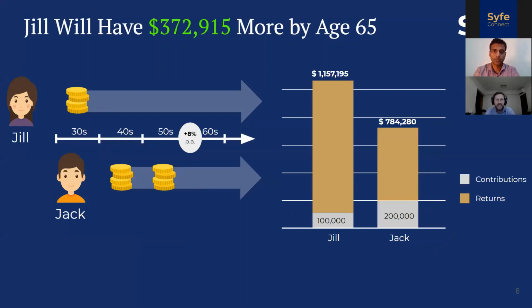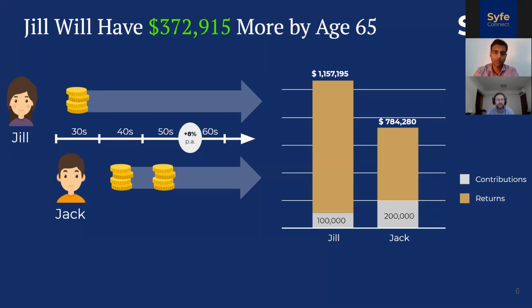So what's actually happened here? So effectively, what we are looking at is the compounding effect over time. Now, Jill, even though she had invested less, had a significant advantage of an extra 10 years head start over Jack.